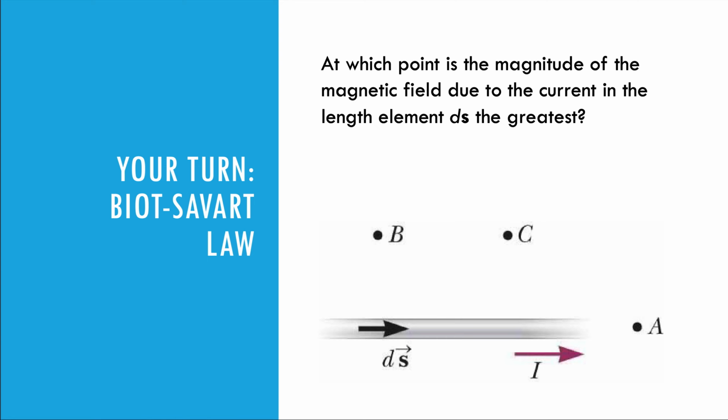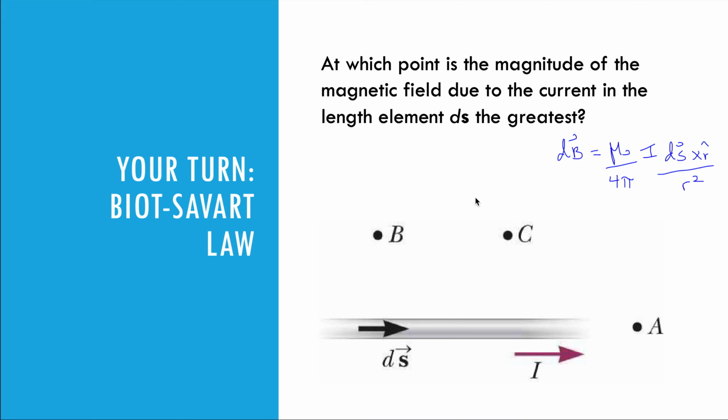Let's take a look at a your turn. It says, at which point is the magnitude of the magnetic field due to the current in the length element ds the greatest? So at which point do we have a higher magnetic field? And we can write down the Biot Savart law just for our reference while you think about it. Mu naught over 4 pi I ds cross r hat over r squared.